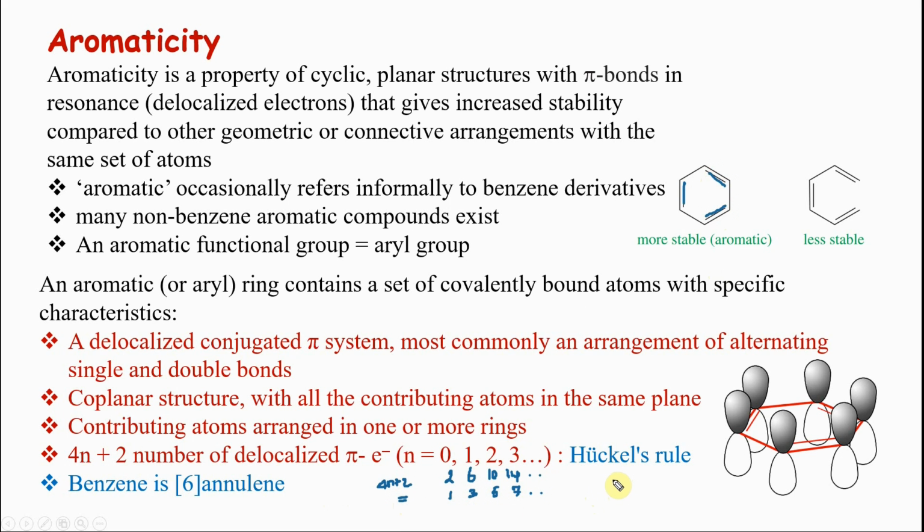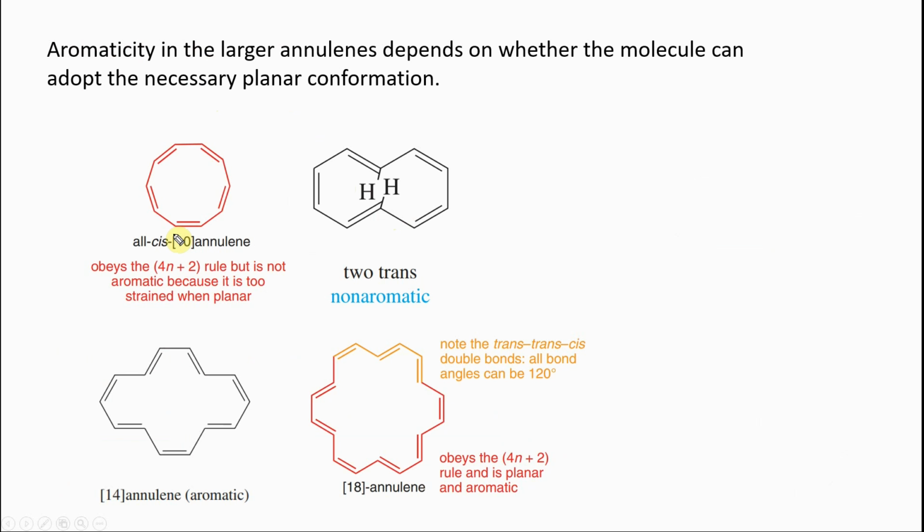Now when you have multiple rings, we are going to see them later, those are polycyclic. Now in the same ring you can have carbons that are sp2 hybridized, 1, 2, 3, 4, 5, 6. So if a ring has alternate single and double bonds, it is called an annulene. In this annulene, if there are 6 of them, it's called 6 annulene. So as I said, annulene means alternate single and double bonds. We saw benzene. Now what about aromaticity in larger annulenes?